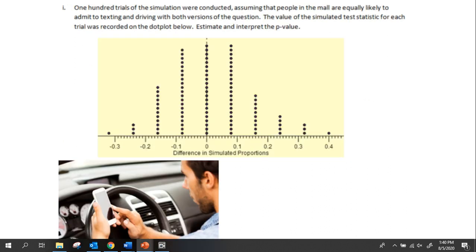When 100 trials of the simulation were conducted, assuming that people in the mall are equally likely to admit to texting and driving with both versions of the question, the value of the simulated test statistic was recorded on the dot plot below. Estimate and interpret the p-value. Our difference was 16% or 0.16, which is right here. So we're going to go from 0.16 and above. And that's 19. So our p-value would be 19 out of 100, or 19%.